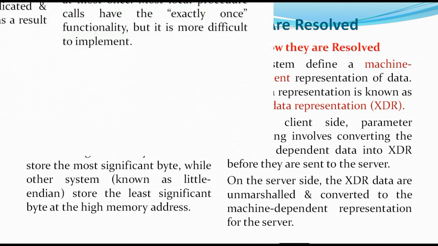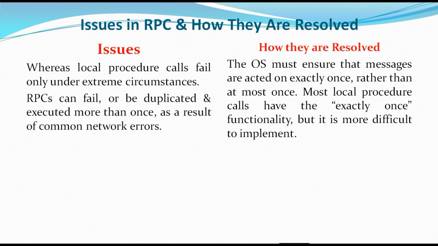Now we have another issue: local procedure calls fail only under extreme circumstances. In local procedure calls, meaning in one system, if processes are calling each other or sharing a common memory and communicating with each other, they will fail only in extreme circumstances. And RPC can also fail, or it can be duplicated and executed more than once. As a result, we can get a common network error.